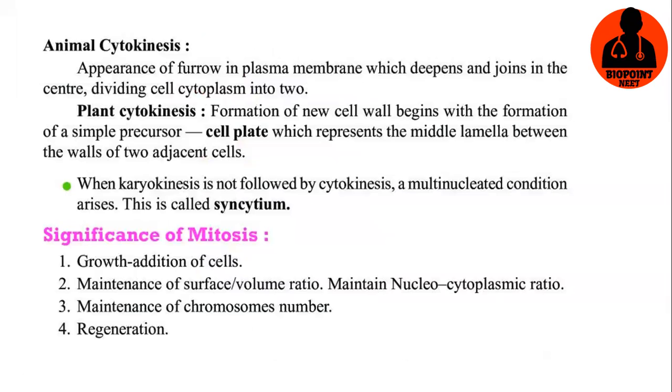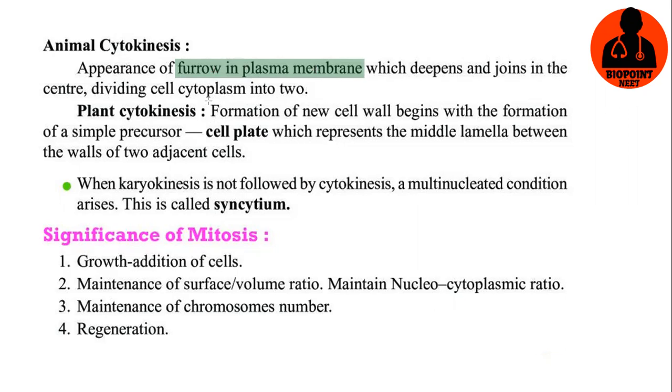And what is the difference between cytokinesis in animals and plants? Animal cytokinesis is by the appearance of a furrow in the plasma membrane, which deepens and joins, dividing the cell into two. That is, it is centripetal, that is, towards the inside.